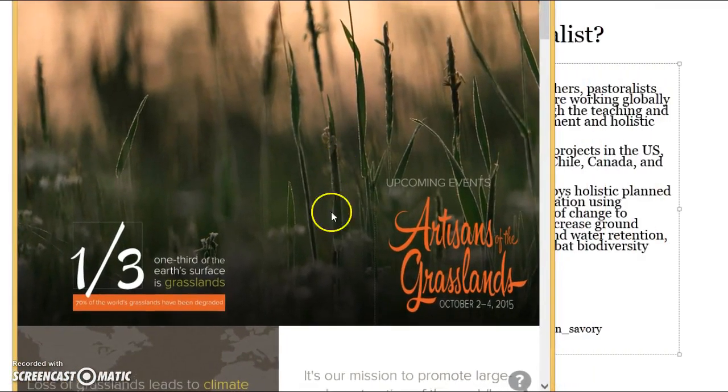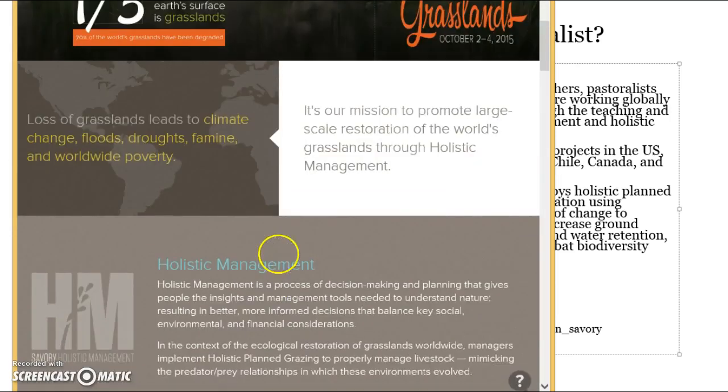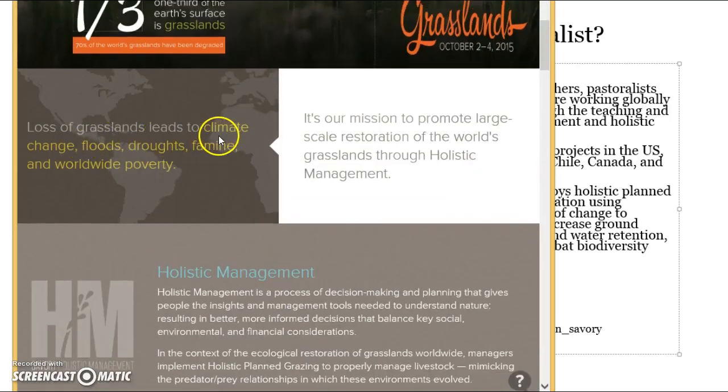We see here one third of the Earth's surface is grasslands. 70% of the world's grasslands have been degraded. Loss of grasslands leads to climate change, floods, droughts, famine, and worldwide poverty. It's our mission to promote large-scale restoration of the world's grasslands through holistic management, the key feature of which is to reintroduce hoofed animals into areas of brittle grass.